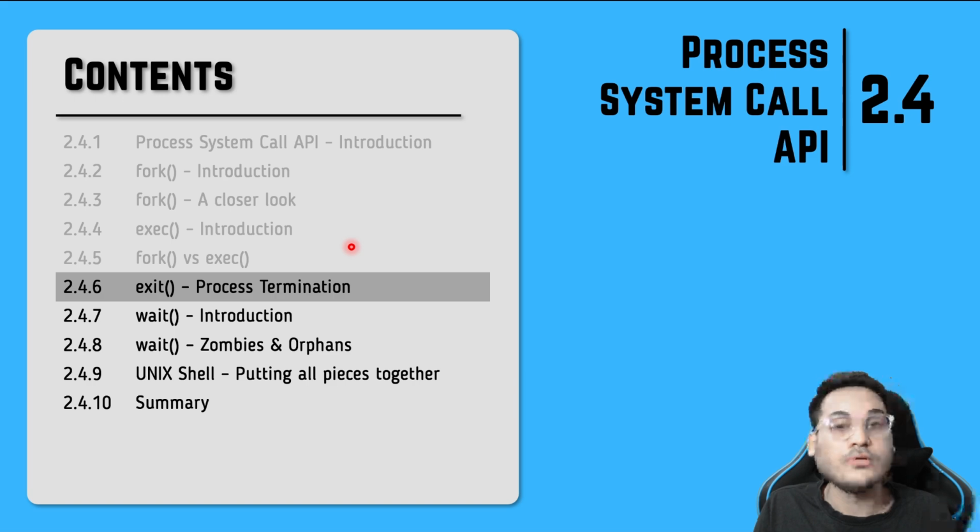Now we want to study another important operation related to processes, that is process termination. Just like there are system calls to create new processes, in the same way there are system calls to terminate them. So basically there is the exit system call that allows us to terminate the process. In this video we will look at the API of the exit system call, how it works, and in which scenarios it is used. So without further ado, let's get started.